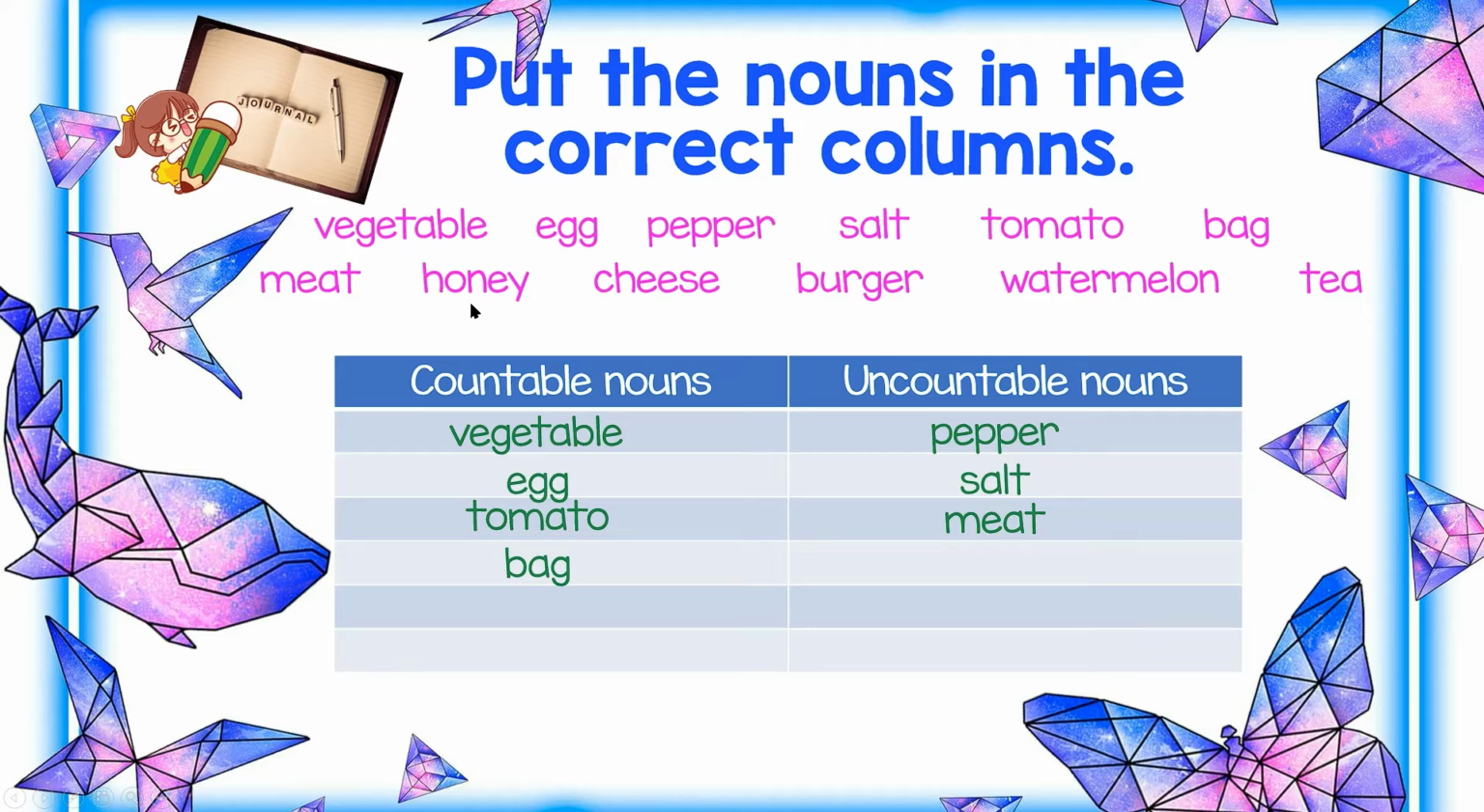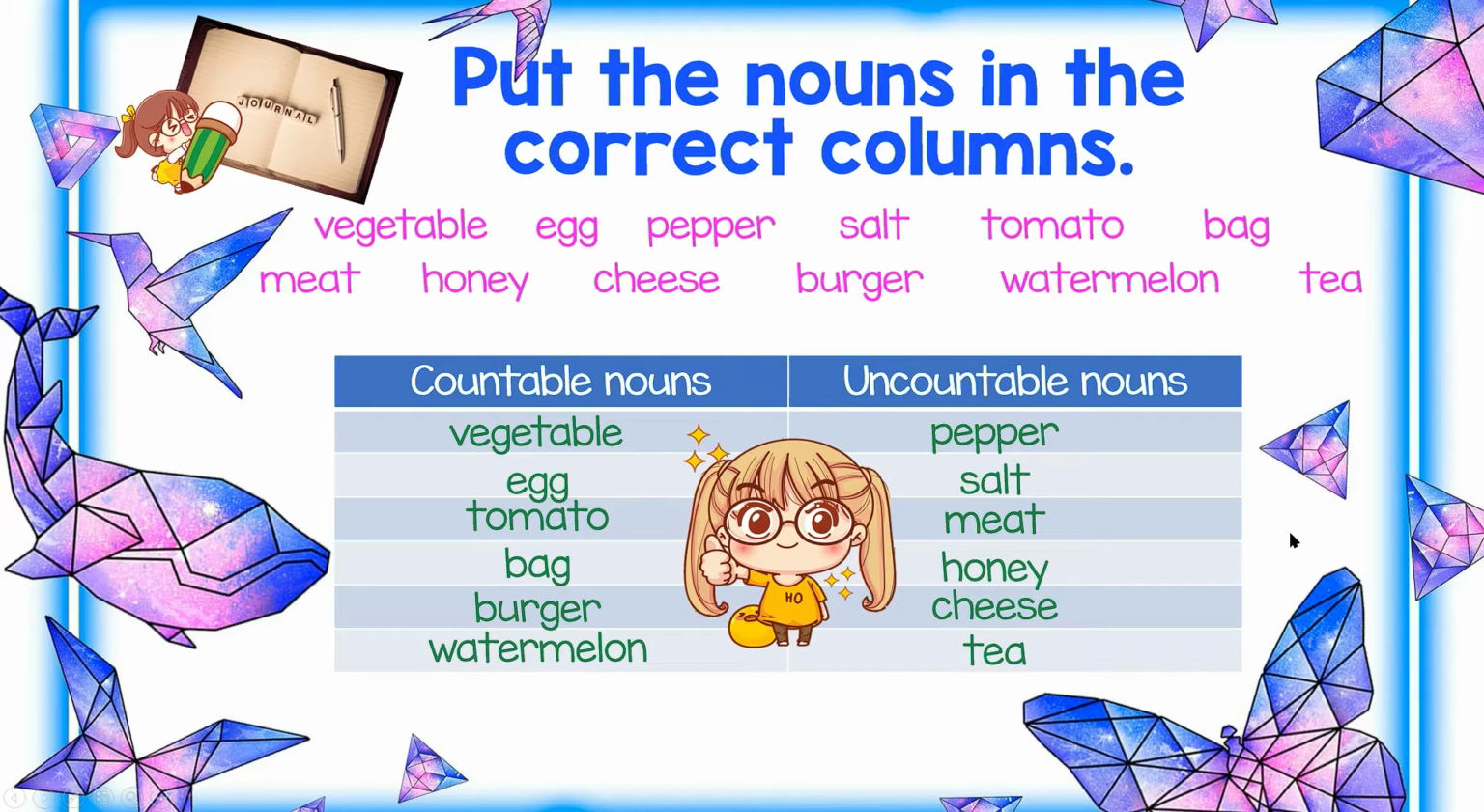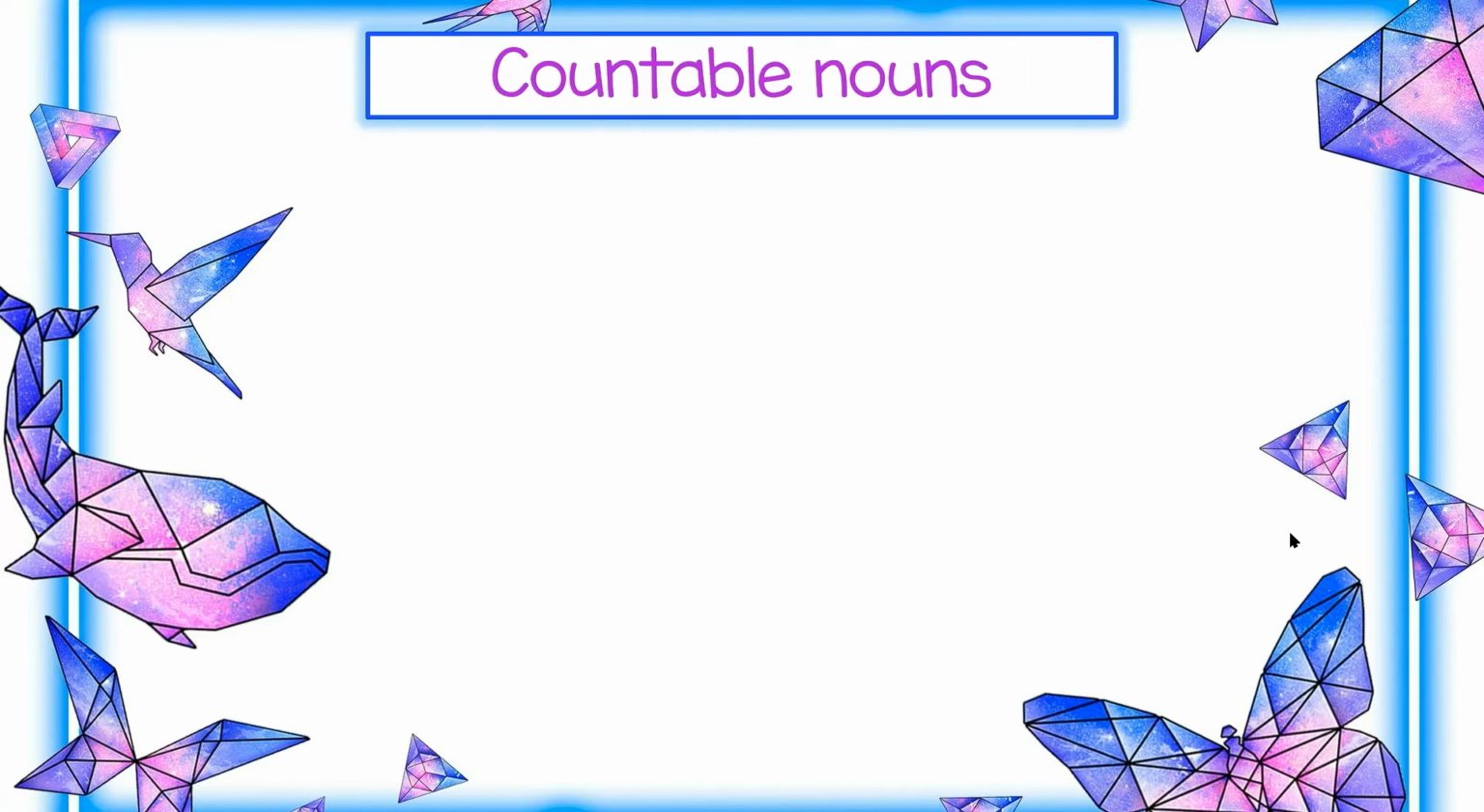What about honey? Can you count honey? No, honey is an uncountable noun. What about cheese? Cheese is also uncountable. What about burger? Burger is countable. Watermelon? Watermelon is also countable. And lastly, tea. Is it countable or uncountable? Tea is uncountable. Did you manage to get all your answers correct? Well done!